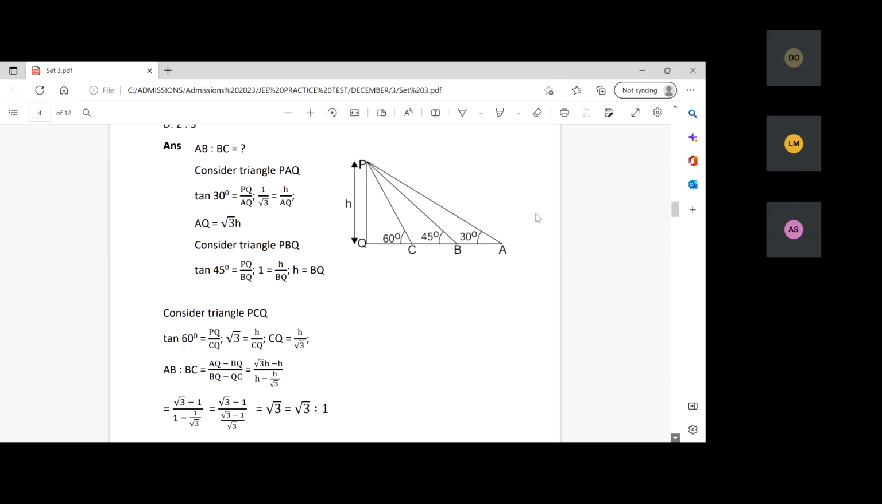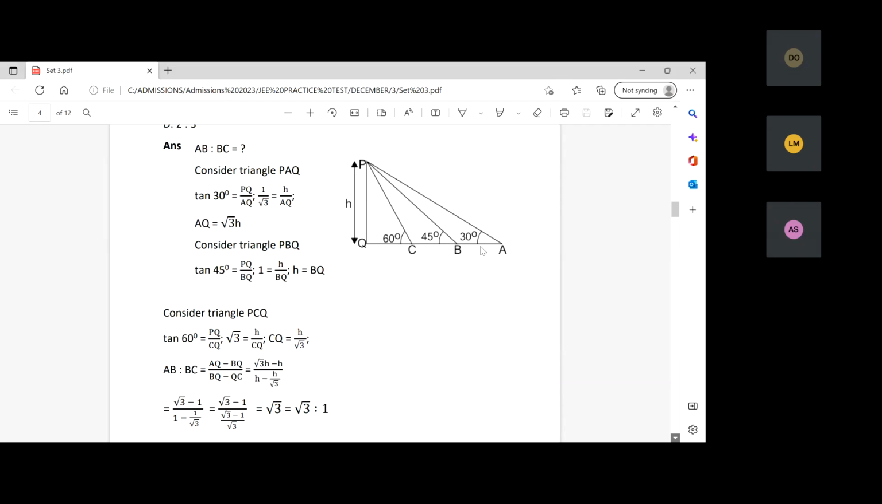So consider the triangle PQA. What is tan theta? It's PQ by AQ. What the question is asking is AB is to BC. So if you need to find this, you need to have this whole and then you can subtract each one. This is the easiest way to solve this question.